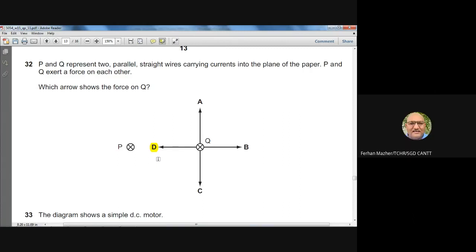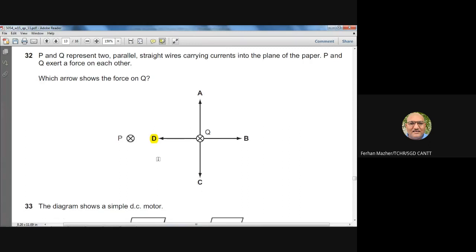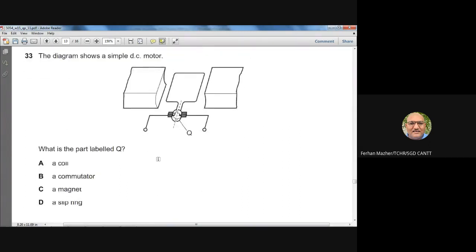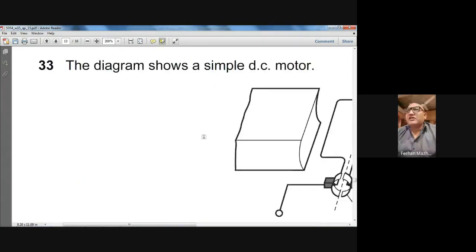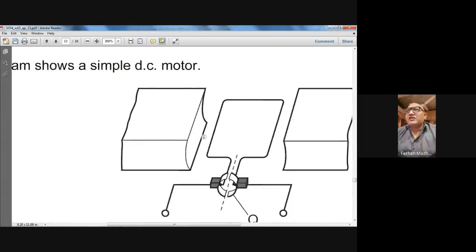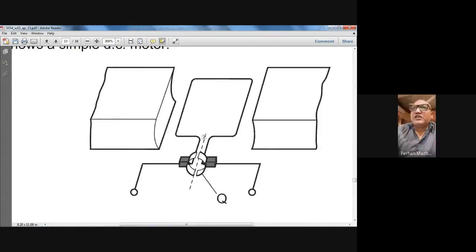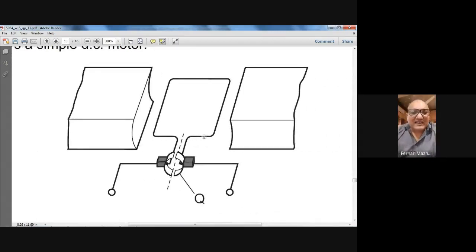Question number 32, D is the right option, sir. The diagram shows a simple DC motor. Which part is labeled Q? Let me show you that.